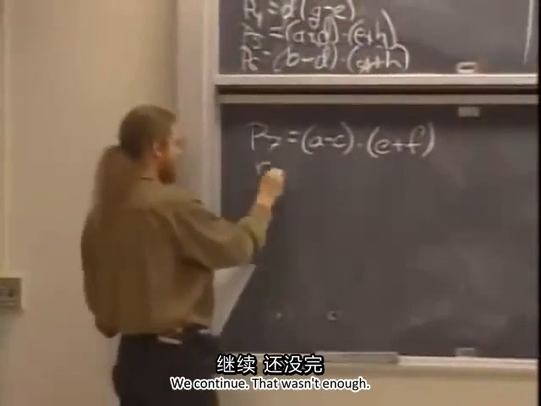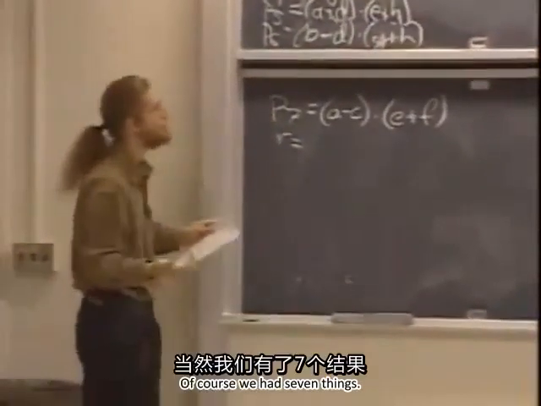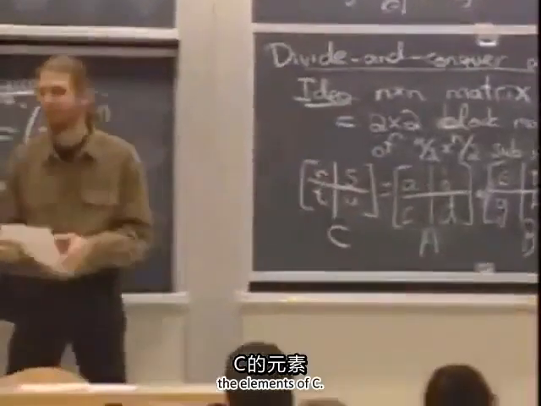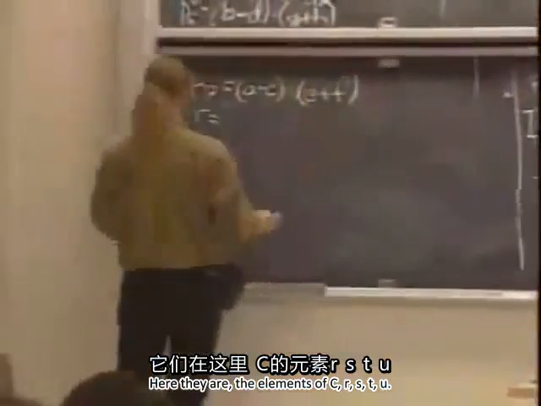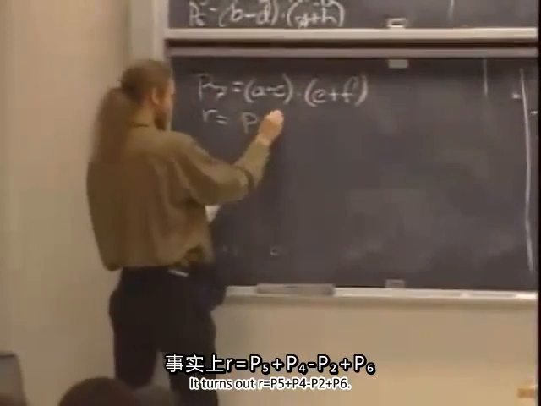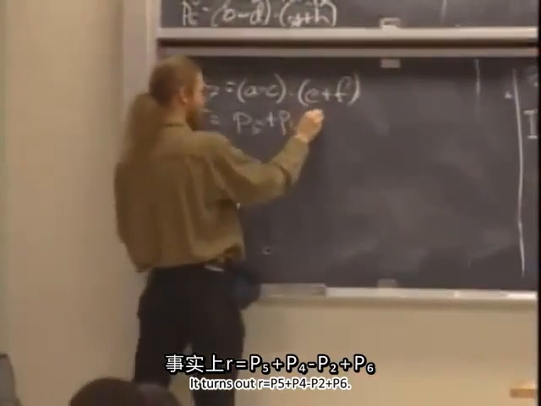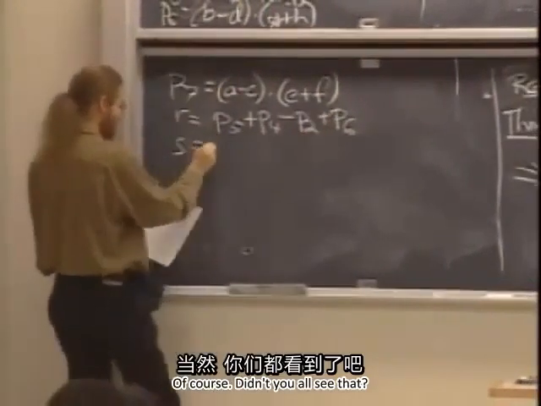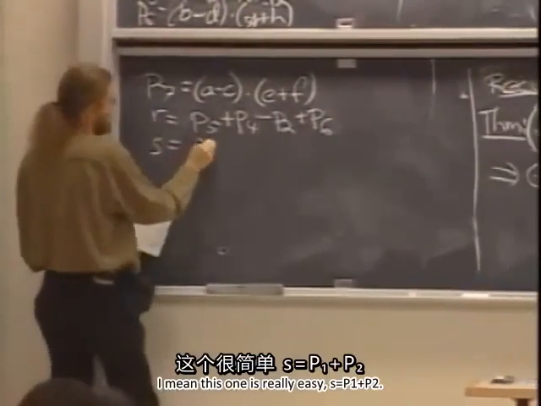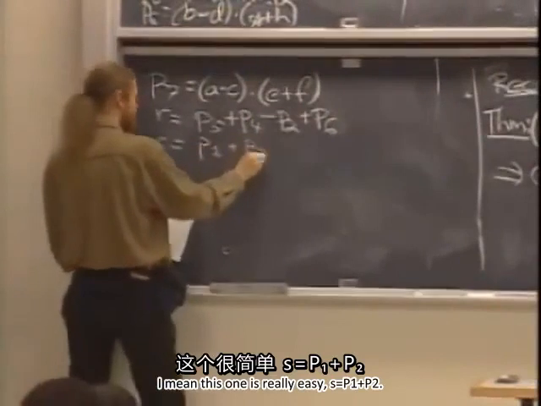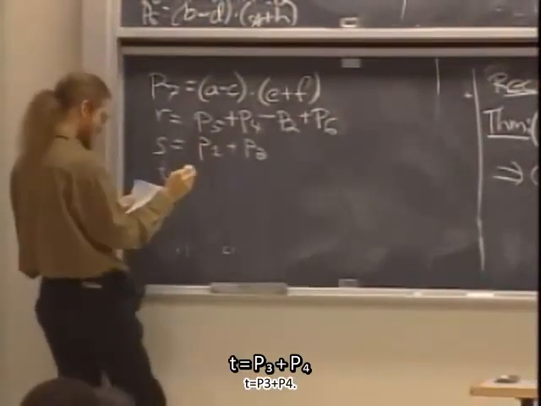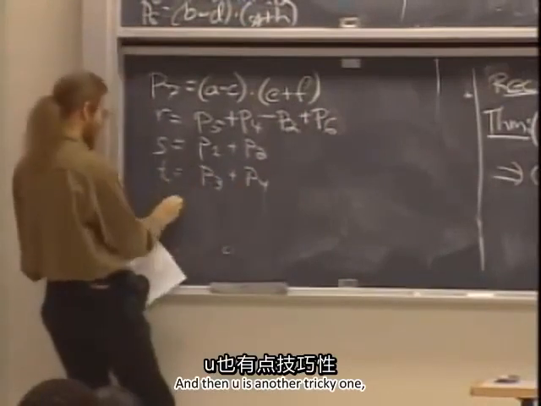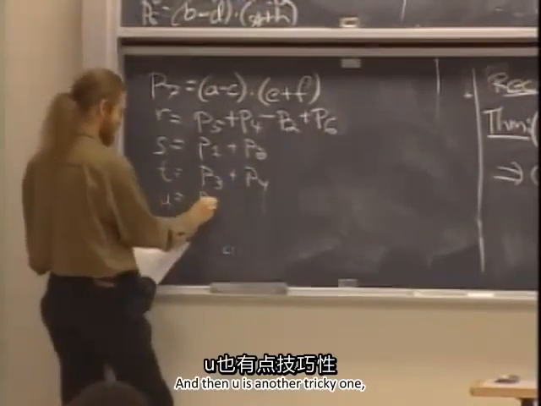Okay, we continue. That wasn't enough. Of course, we had 7 things. Clearly, we have to reduce this down to 4 things, the elements of C. So here they are. The elements of C: R, S, T, U. Turns out R is P5 plus P4 minus P2 plus P6. S is, this one's really easy, P1 plus P2. T is P3 plus P4. That's clearly how they were chosen. And then U is another tricky one.